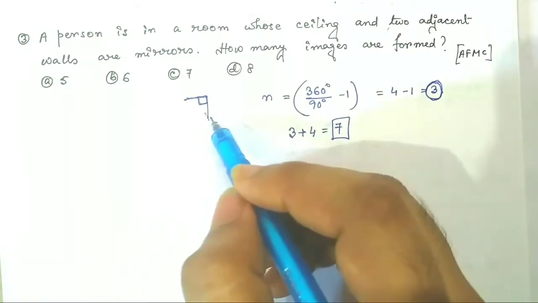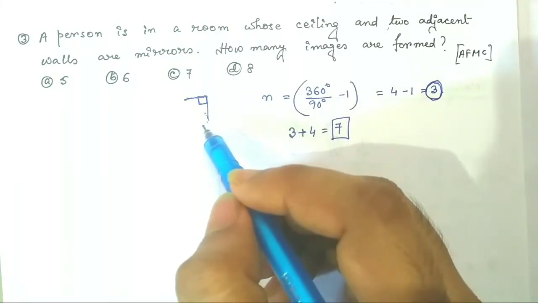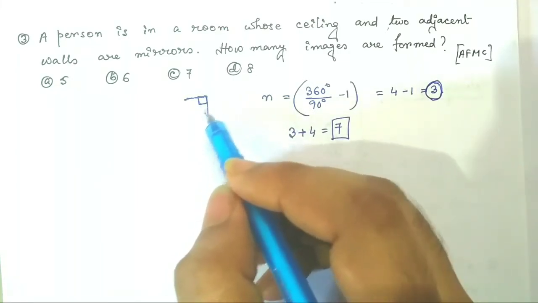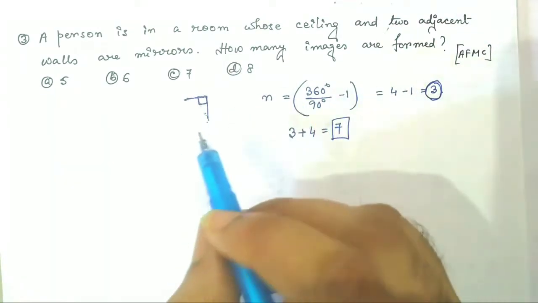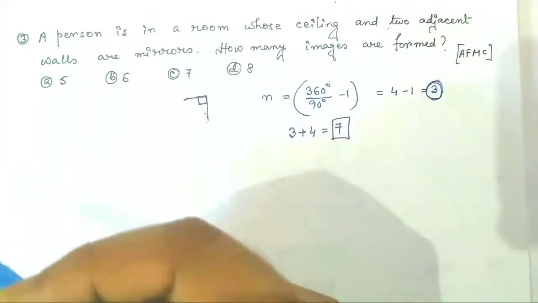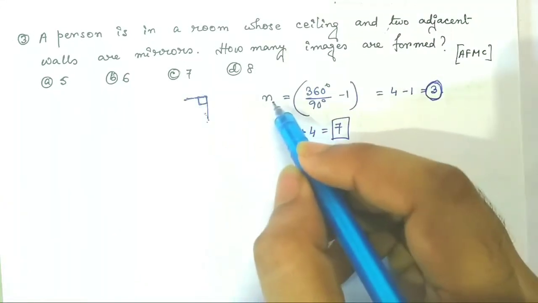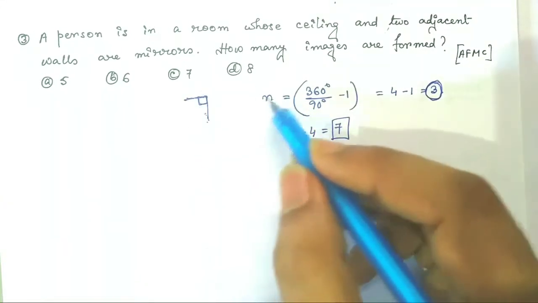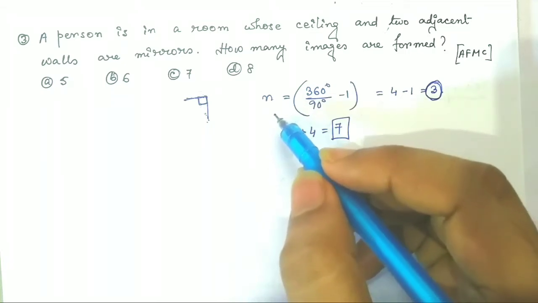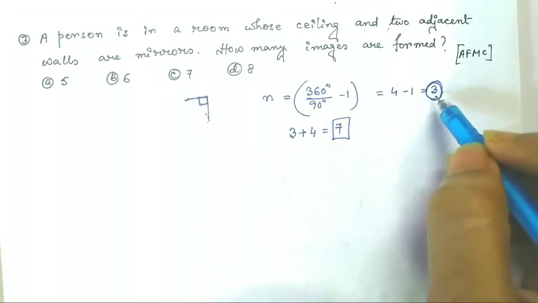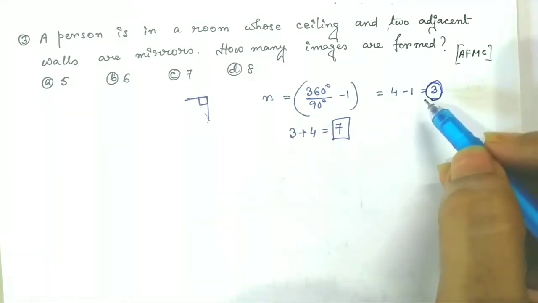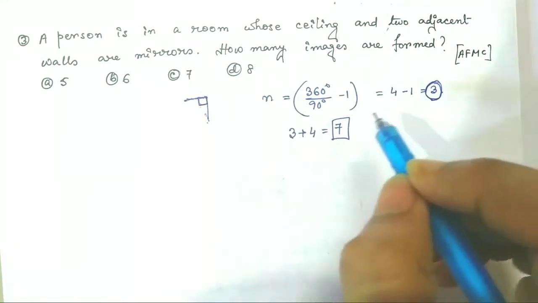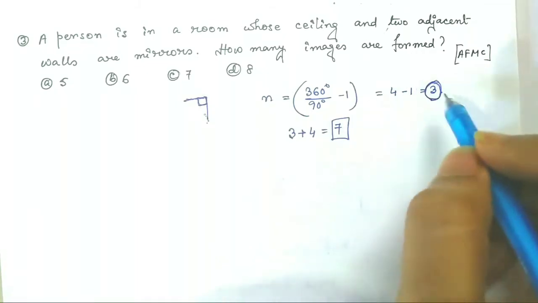I repeat, since the two walls are at 90 degree, they will form 3 images of the object. Here the object is a person. Now consider the ceiling as a mirror. For the ceiling, the total number of objects will be these 3 images and the person, that is 4. Hence the number of images formed will be 4. The total number of images will be 3 plus 4 equal to 7. That is option C is the right answer.